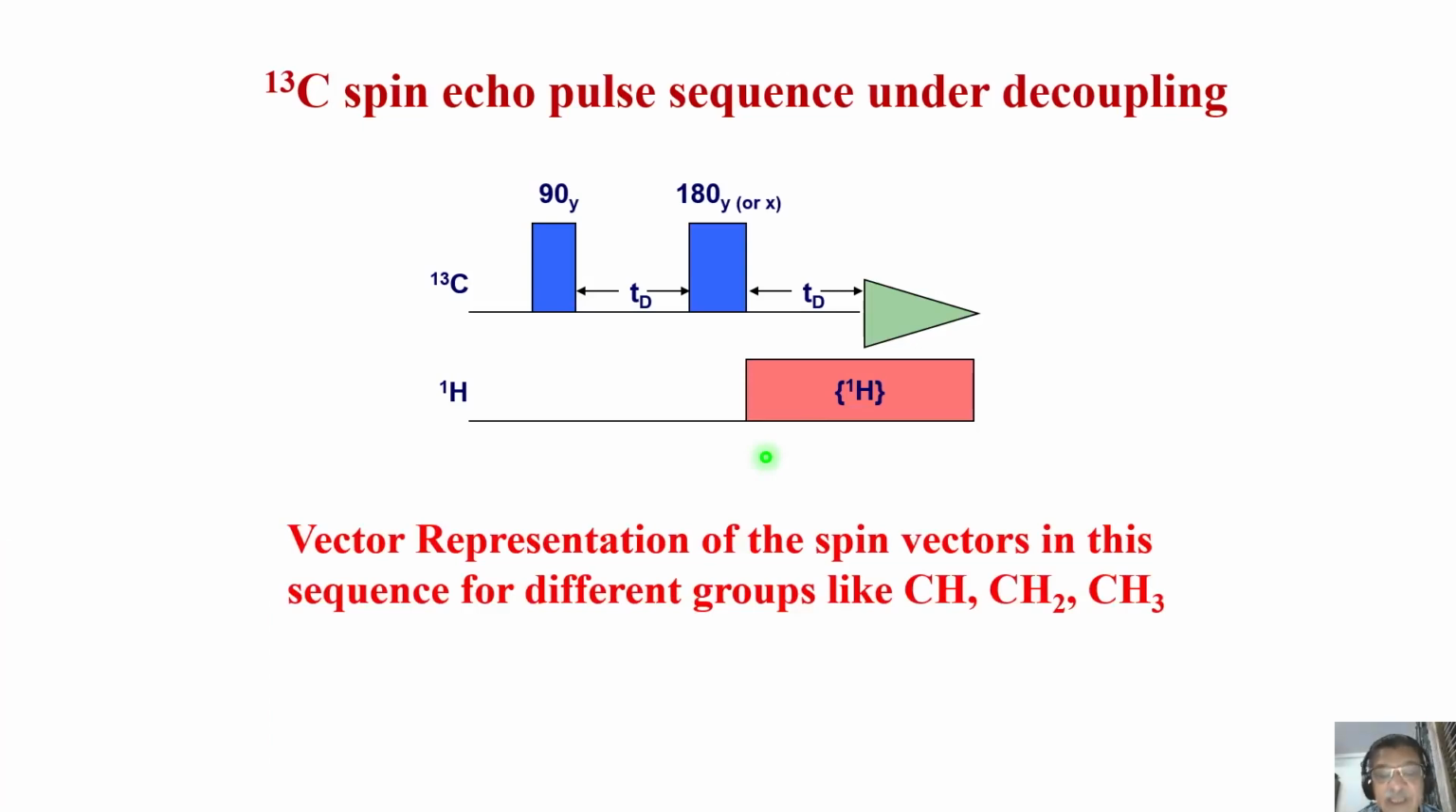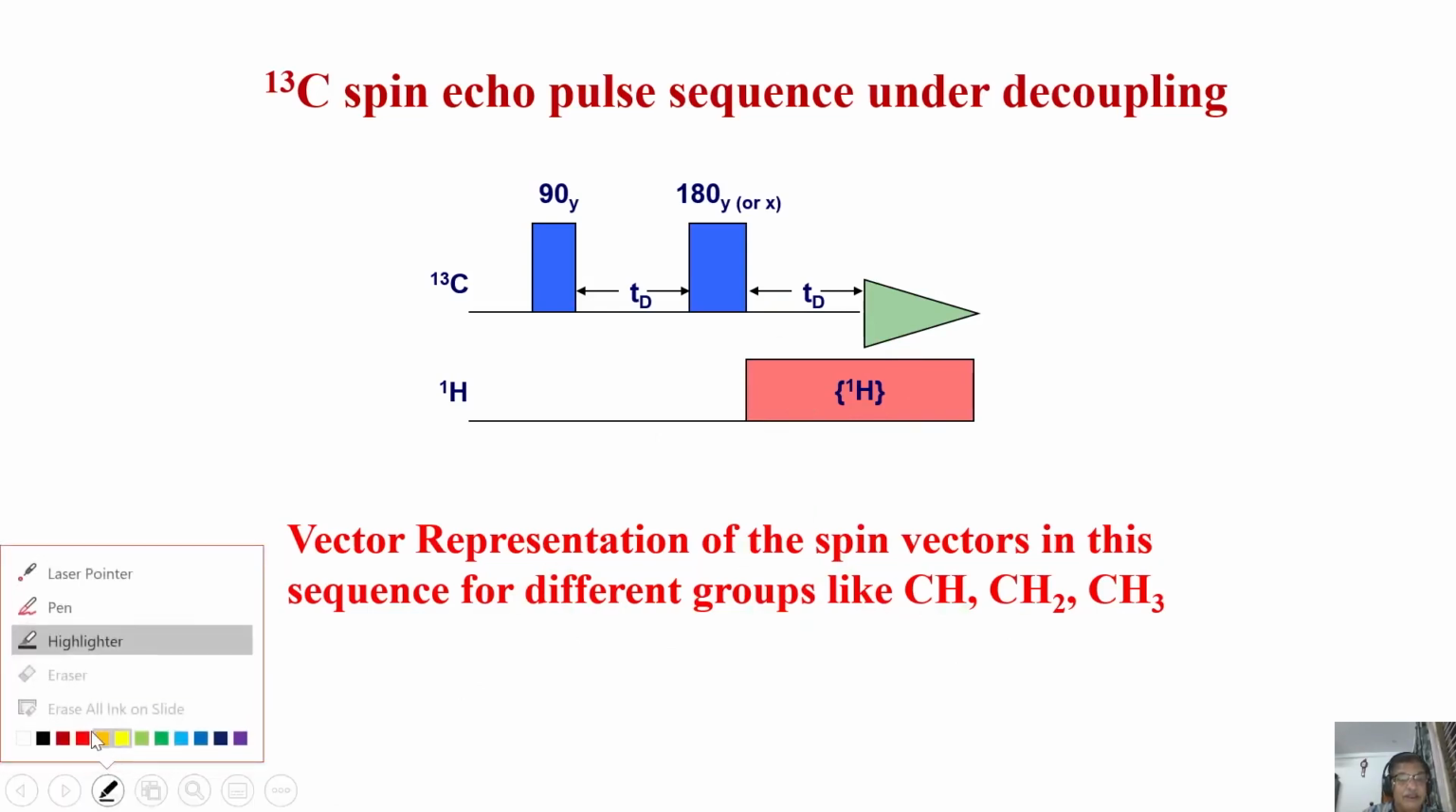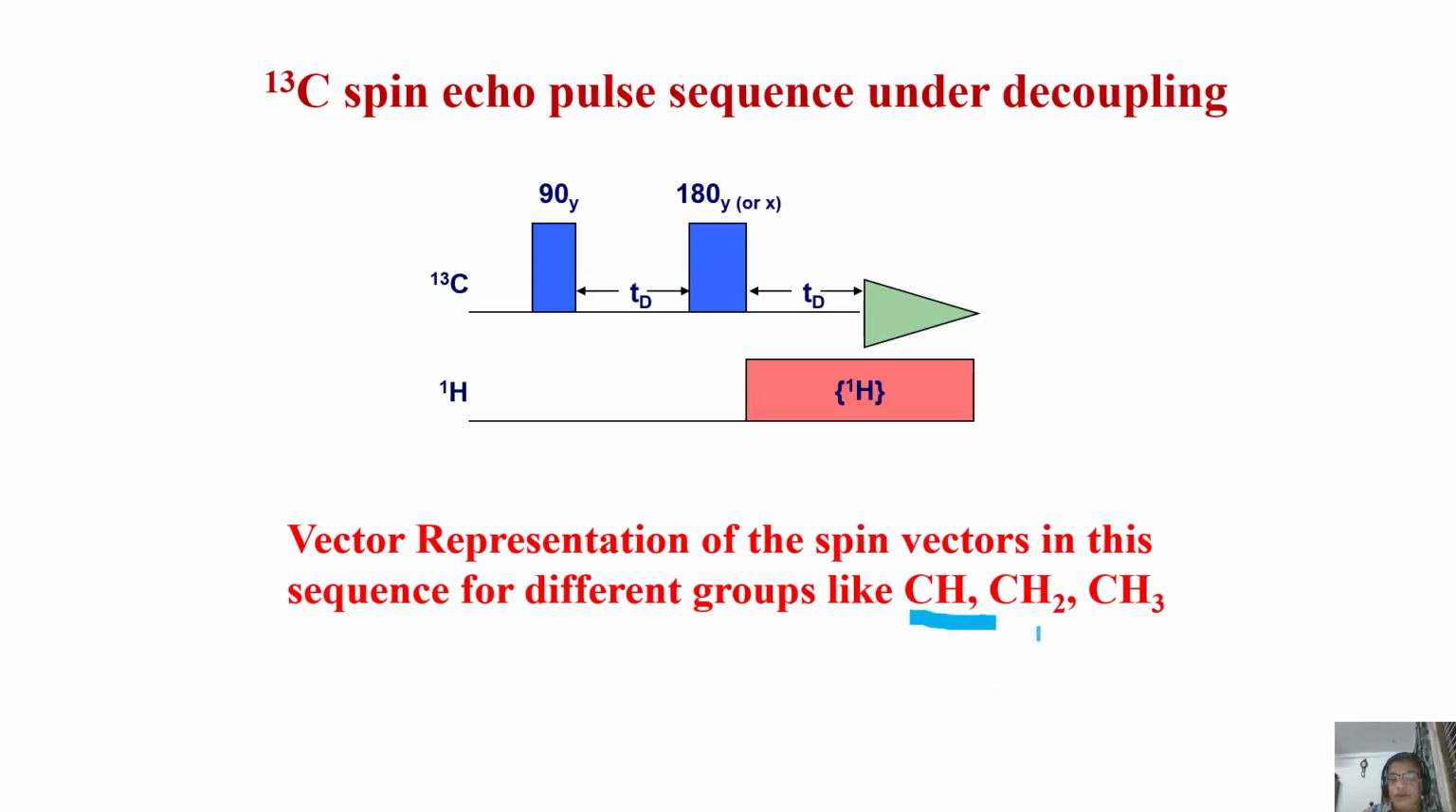Now I will represent these spin vectors, what happens to different pulse sequences, like we explained for spin echoes in the previous example. You can try this: what happens to different carbons which are attached to different protons, like CH carbon, CH2 and CH3. All those things can now be discussed like this. For example, for CH carbon, CH2 and CH3, you will see how they evolve in different parts of the pulse sequence as a function of time.